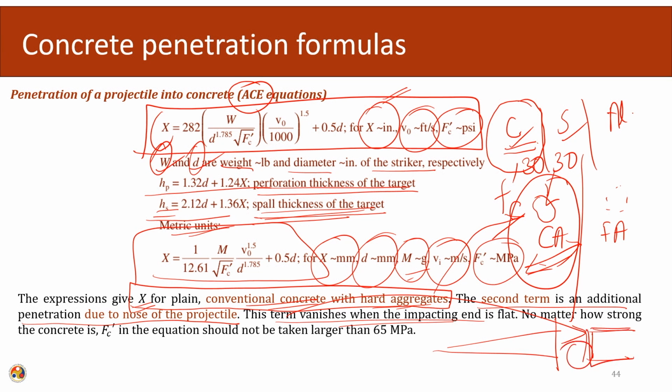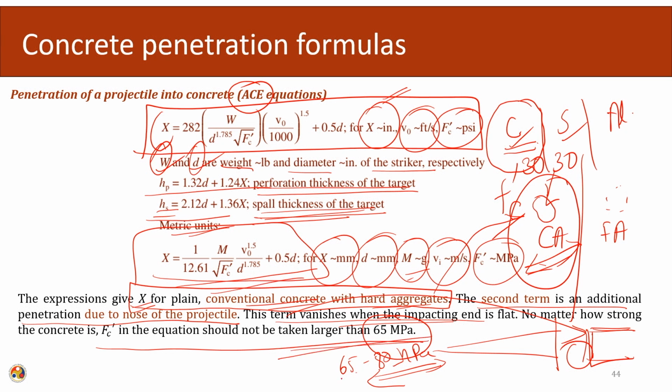No matter how strong the concrete is, F prime C in the equation should not be taken larger than 65 MPa. The reason for this 65 MPa is that the conventional concrete that we define is around 65 to 80 MPa. The behavior of conventional concrete is different from high strength concrete. These equations were developed based on the data for conventional concrete. All the testing was done on conventional concrete, so the behavior of conventional concrete has been taken into account here. That's why my limitation is 65 to 80 MPa. In some codes it will be 65 MPa. For these particular equations, it is 65 MPa for normal concrete.